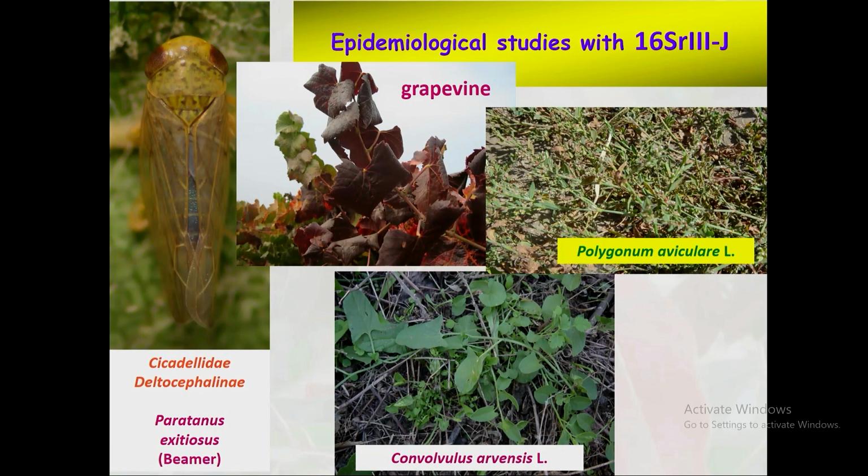Paratanus exitiosus. Paratanus exitiosus is widespread not only in Chile but in Argentina too, or in the countries for which we have some information. But I think that it is one of the most important Cicadellids spread all over South America, at least in the southern part of South America.